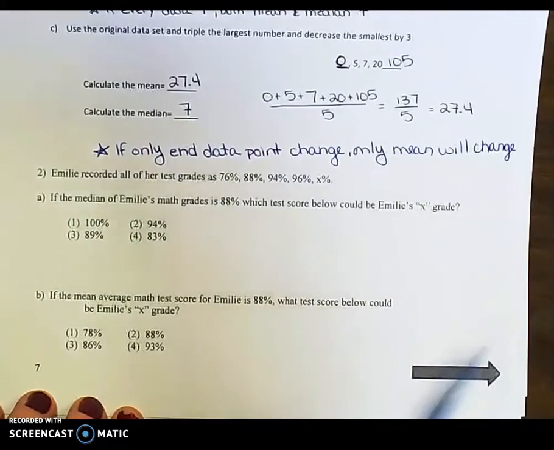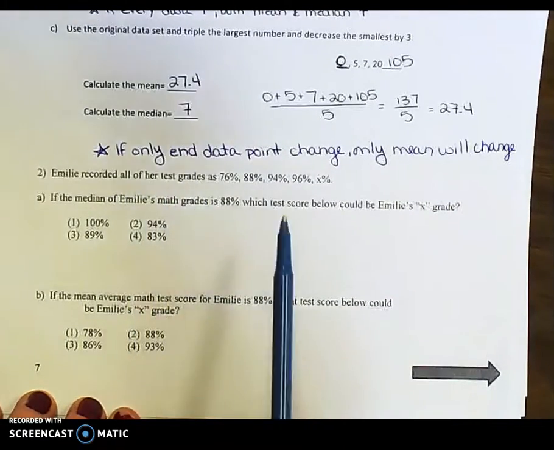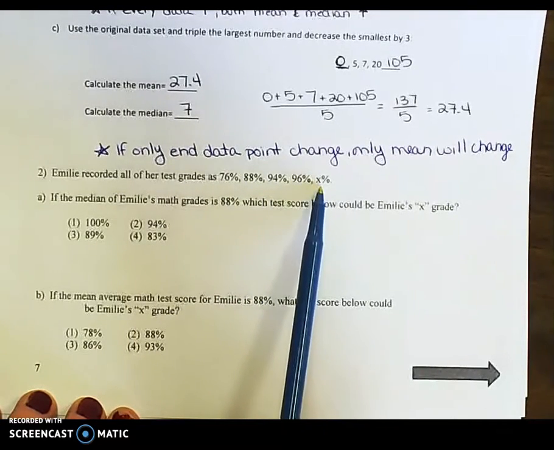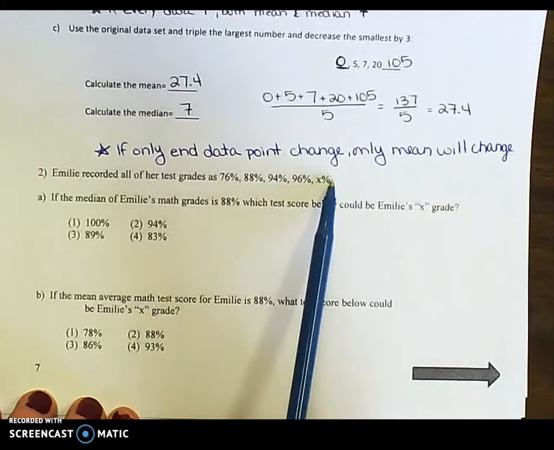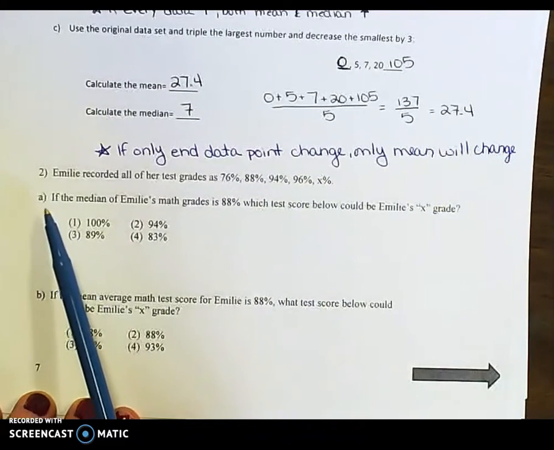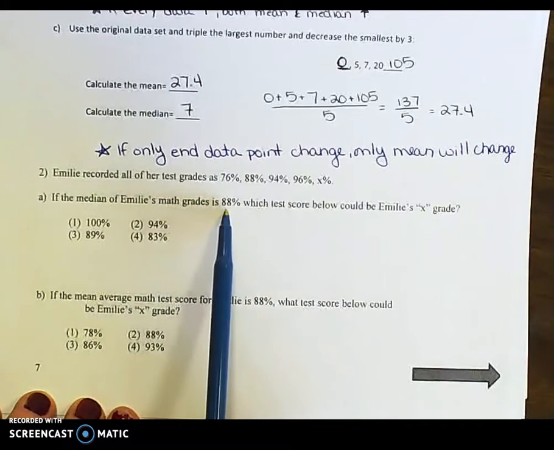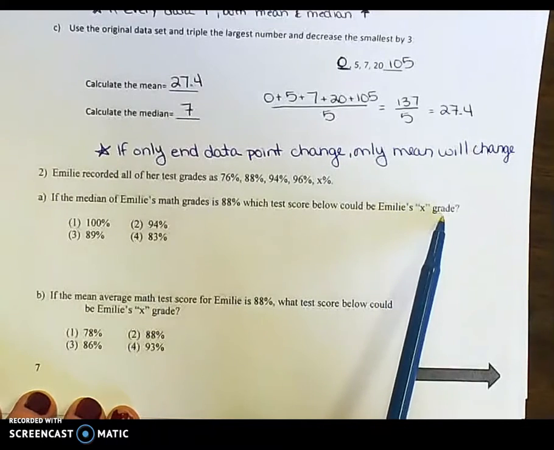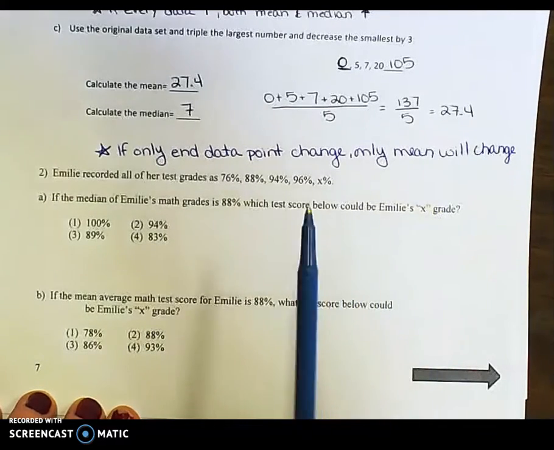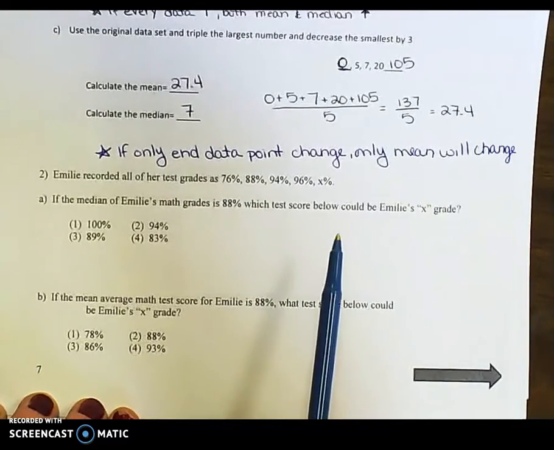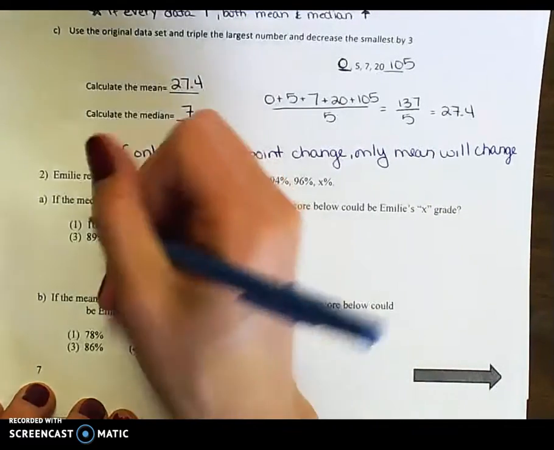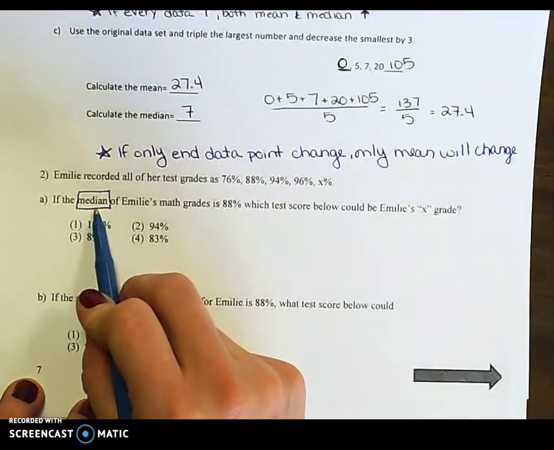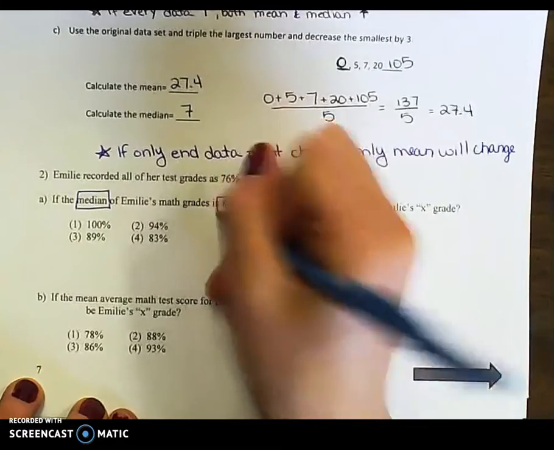So question number 2. Emily recorded all her test grades as 76, 88, 94, 96, and X. So we don't know what that last test is going to be. Question A: if the median of Emily's math grades is 88%, which test score below could be Emily's X grade? Well, let's go back and reread the question to find our statistical words. Our statistical word here is the median. She wants her median, or the middle grade, to be 88.